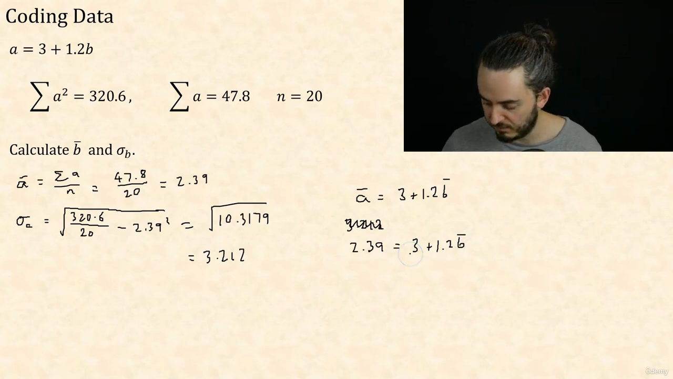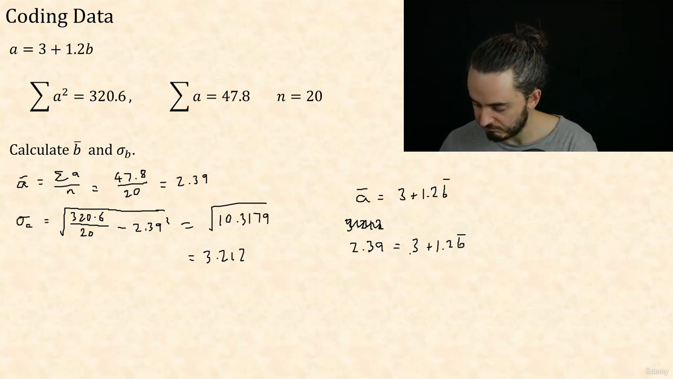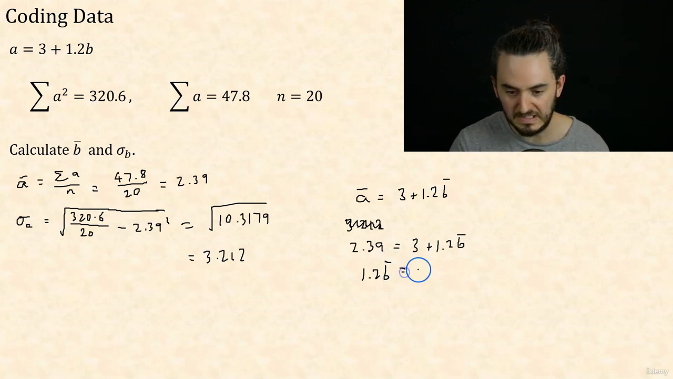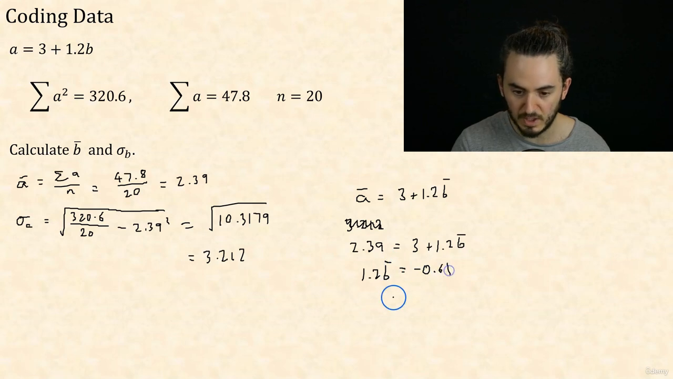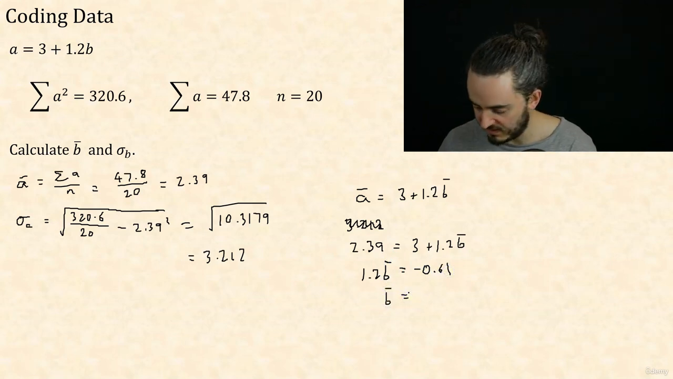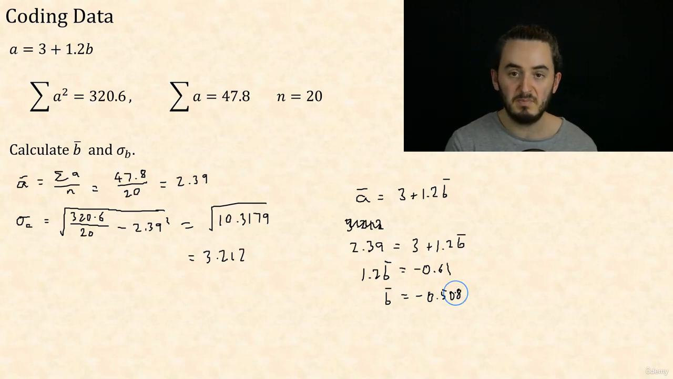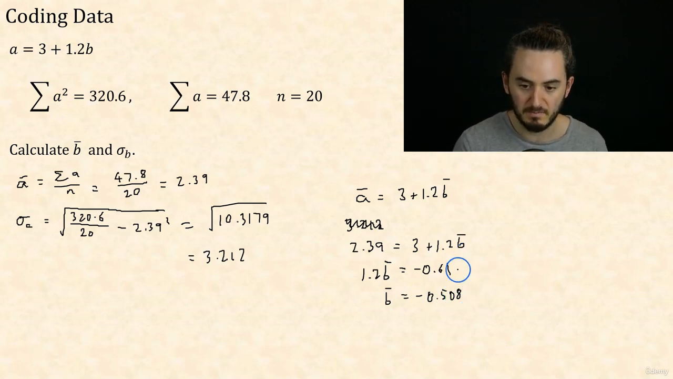So subtracting 3 from both sides, I get 1.2 b bar, the mean of B, is negative 0.61, and that means that the mean of B is my answer divided by 1.2, which is negative 0.508. So that's fine. The mean of B can be negative. There's no reason why we can't have negatives as our mean.